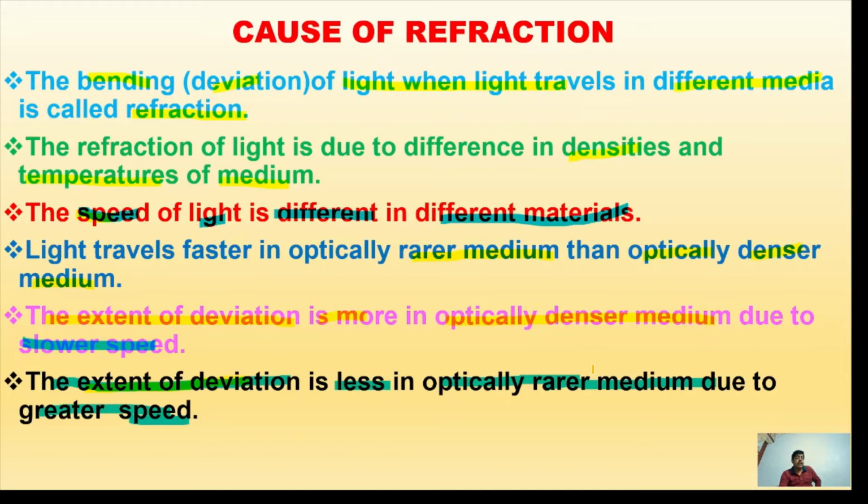The extent of deviation is less in an optically rare medium due to greater speed. The speed of light is more in air than in water. That's why in air the speed of light is more than in water, so the deviation is also less. The extent of deviation is less in air, an optically rare medium.